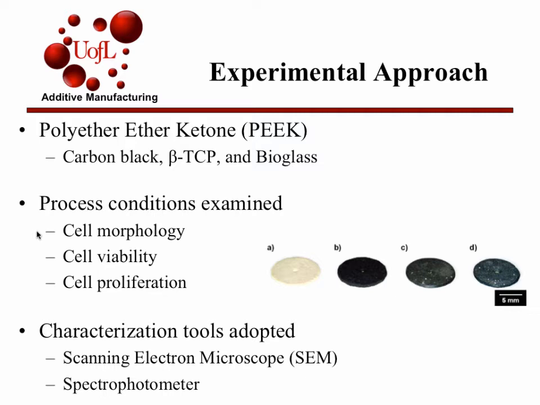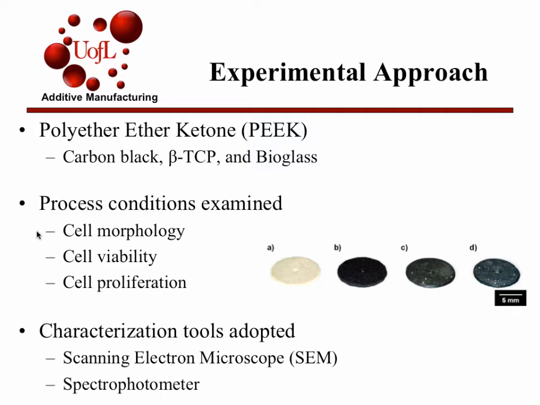The materials used in this experiment are PEEK along with carbon black, beta tricalcium phosphate, and bioglass. The carbon black was added to increase the flowability for the laser sintering process. The beta tricalcium phosphate and bioglass are what's known as bioactive materials. With an implant, you often have fibrous tissue that grows and isolates the implant from bone, and these bioactive materials help prevent that.